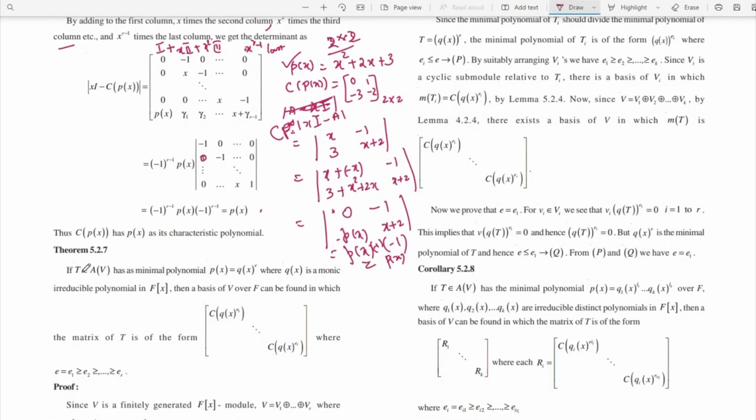Now comes the second, the main theorem, and for that we need to establish this theorem. That will be done in the next video.